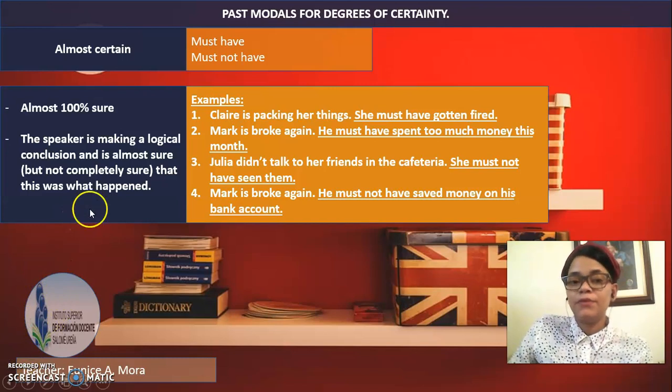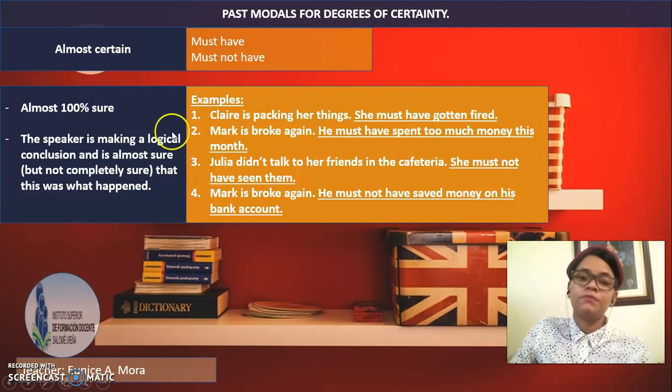We have some examples. We have four examples. Let's watch the first one. It says Claire is packing her things. She must have gotten fired. Then, if I say that Claire must have gotten fired, it is because I have evidence. I am almost 100% sure. Which is my evidence? Well, my evidence is that she is packing her things, right?